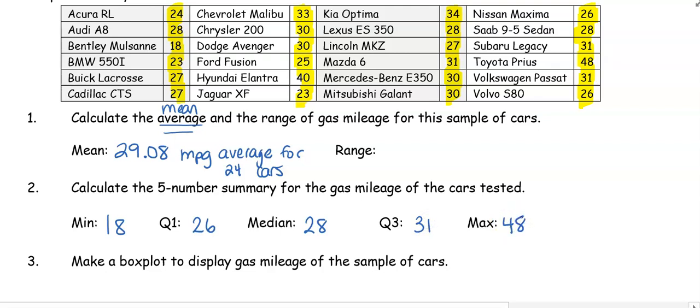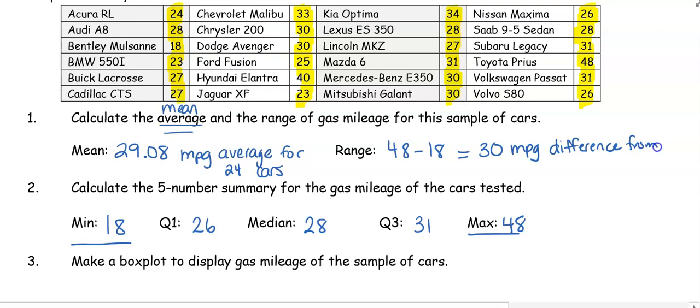So again, the range is the distance between the smallest value and the largest value. Our largest value being 48, so 48 minus the smallest value of 18. So 30 miles per gallon is the difference from the lowest miles per gallon to the highest.